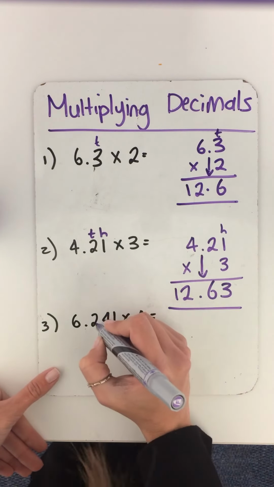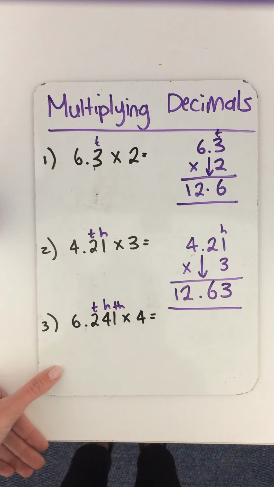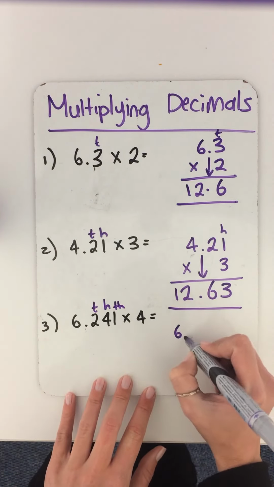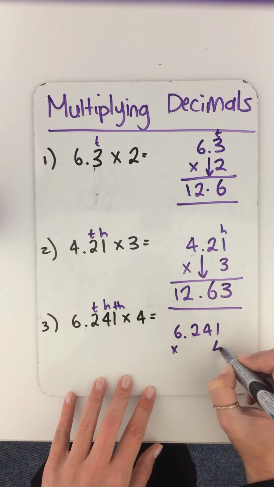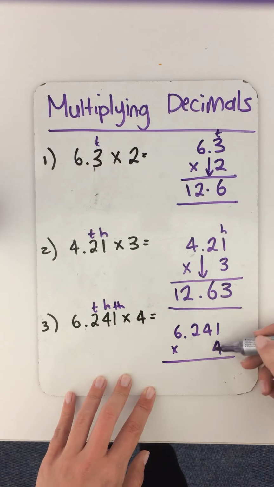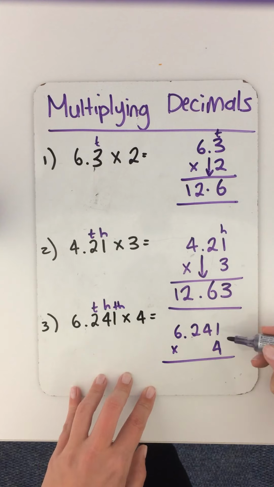And in our last example, we have 6.241 multiplied by 4. In this example, I've got decimals in the tenths, hundredths, and the thousandths place. So again, to do it correctly, I need to write them underneath each other. 6.241 multiplied by 4. Again, the 4 is under the last decimal place, which is the thousandths in this case.